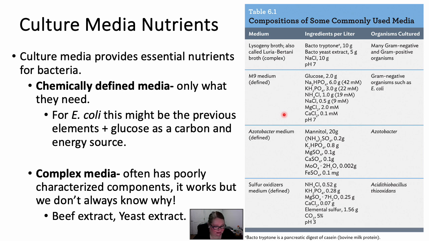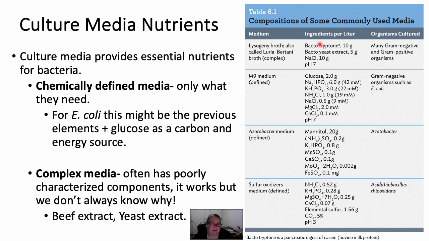That's why it's defined. Now, we also have complex media, where we don't know everything that's in it. It works and it works great, but we just don't know why it works. This is when we use things like beef extract or yeast extract. So the first one in this table is lysogeny broth. We call this, more often than not, LB broth. It's also referred to as Luria-Bertani broth. So this is complex.